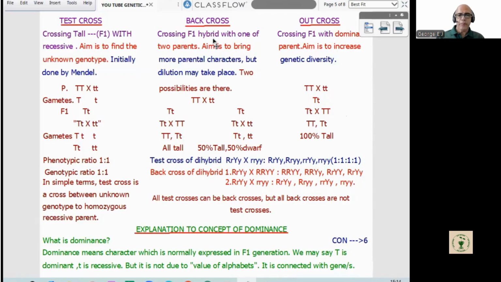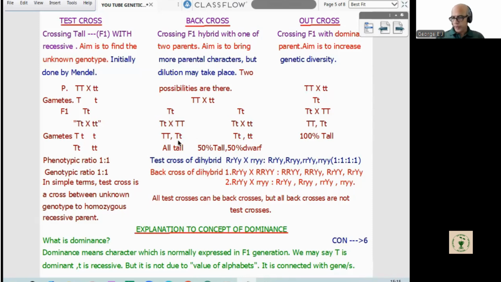Aim is to bring more parental characters, but sometimes dilutions may take place when the characters are formed. 2 possibilities are there. What are these 2 possibilities? Again, F1 will be capital T, small t. It can be crossed with the dominant parent, capital T. It can be crossed with the recessive parent, small t.